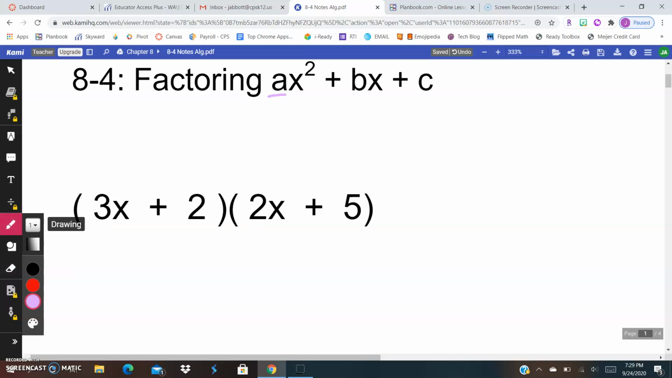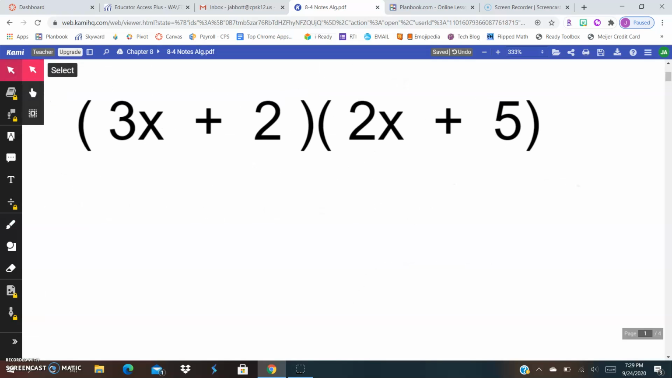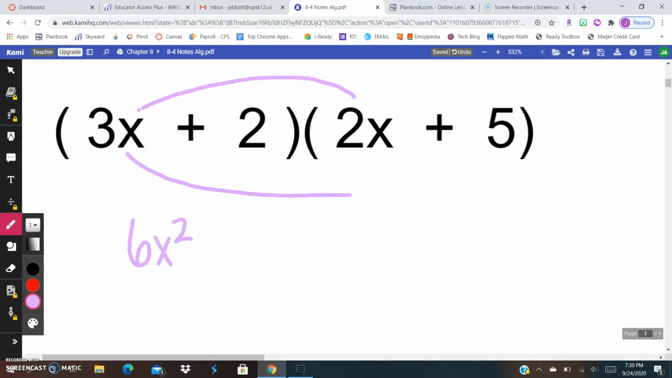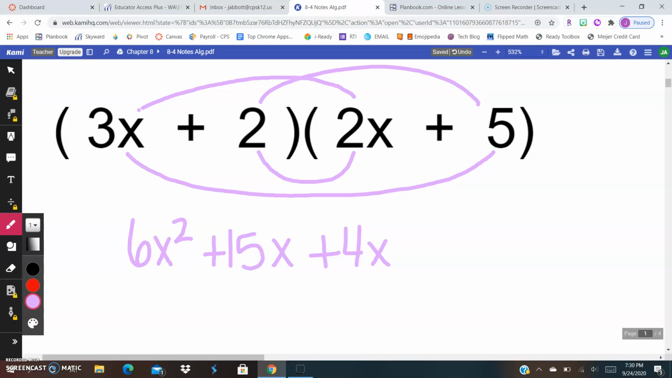Just for a review, for practice, we are going to FOIL this problem, multiply it out. To do that, we're going to have to multiply the first two terms. So 3x times 2x would give us 6x squared. Outside two terms, 3x times 5 would give us 15x. Inside two terms, 2 times 2x would give us 4x. And outside two terms, 2 times 5 would give us 10.